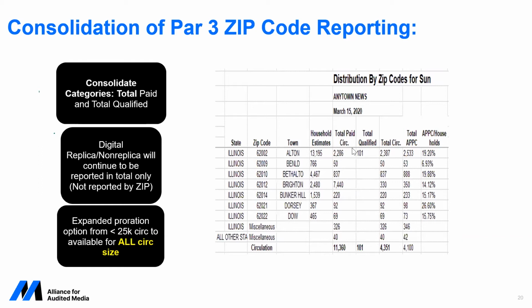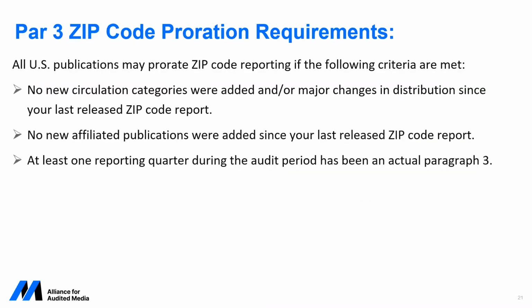The other change that happened was the proration policy. For publications that were 25,000 and less, they could prorate their paragraph 3, meaning they could take their previously filed zip code and prorate it for the current one. It used to be only for 25,000 and less, but that changed back in September. Any U.S. publication can prorate paragraph 3, regardless of the circulation size. So if you have 500,000 circulation, you can prorate your paragraph 3.